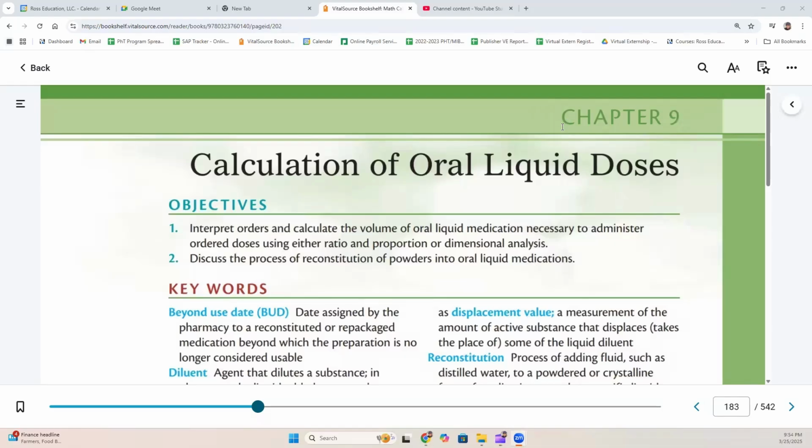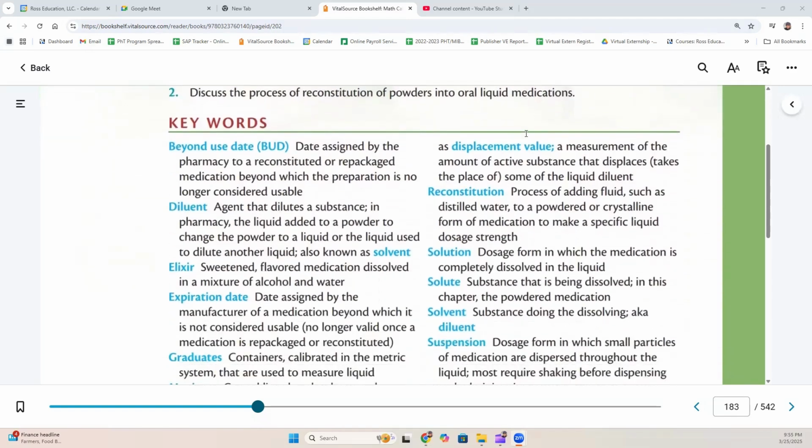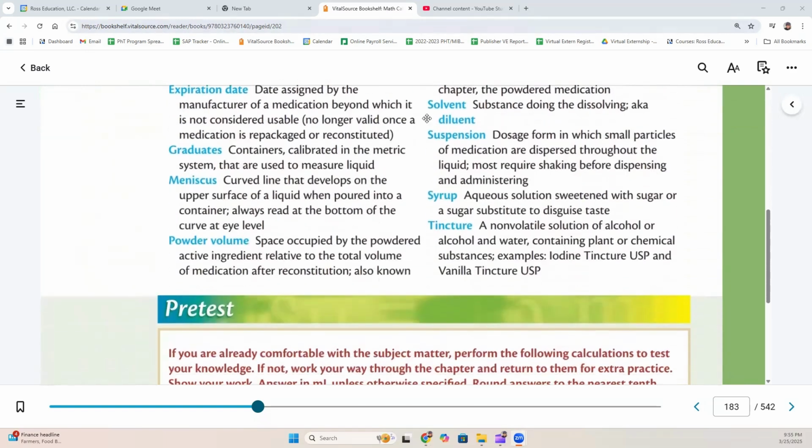Chapter 9, Calculation of Oral Liquid Doses. At the end of this chapter, you should be able to interpret orders and calculate the volume of oral liquid medication necessary to administer ordered doses using either ratio and proportion or dimensional analysis, and discuss the process of reconstitution of powders into oral liquid medications. We will go over the keywords throughout the chapter.